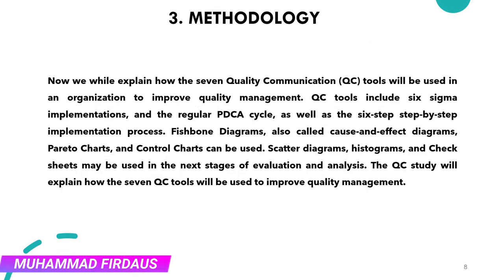Okay, now we are going to explain the methodology for the 7 QC tools that will be used in an organization to improve the quality management. The QC tools include the Six Sigma implementations and regular PDCA cycle, as well as a step-by-step implementation process. Fishbone diagram, also called cause and effect diagram, Pareto chart, and control chart can be used. Scatter diagram, histogram, and check sheet may be used in the next stage of evaluation and analysis. The QC study will explain how the 7 QC tools will be used to improve the quality management.